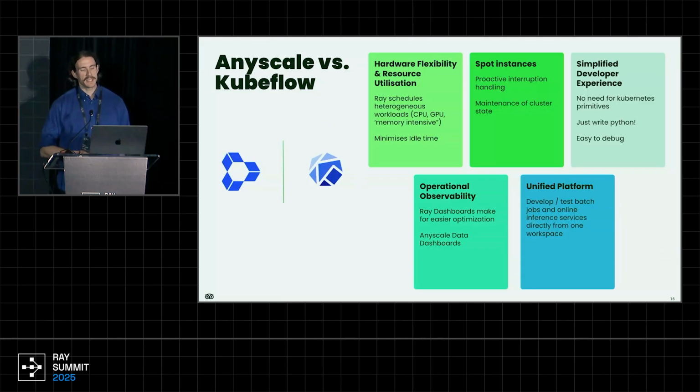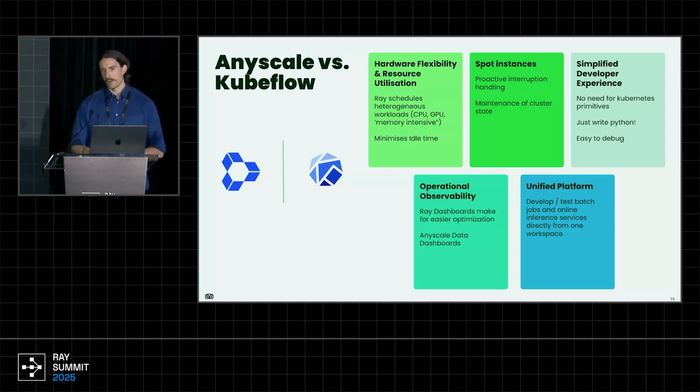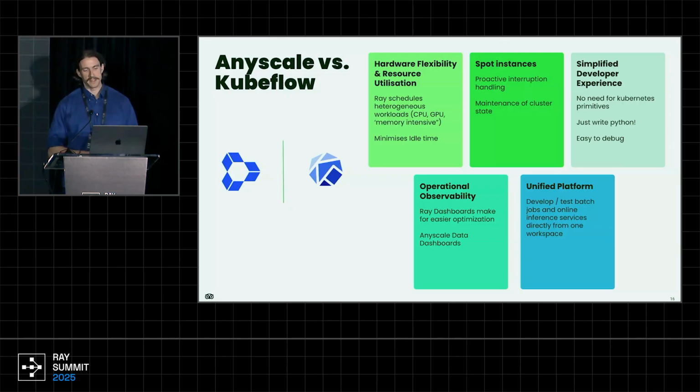So to talk about some of the differences that we've seen between our Anyscale setup and our Kubeflow setup then. Hardware flexibility and resource utilization in Ray. So Ray scheduling these heterogeneous workloads is something we couldn't really do easily on Kubeflow. So we get mixes of CPU, GPU, and memory-intensive workloads. We also see much reduced idle time from our Kubernetes resources as well. The spot instance proactive interruption handling is very useful for us in terms of managing cost and maintaining that cluster state if spot instances drop down and an on-demand instance comes back up.